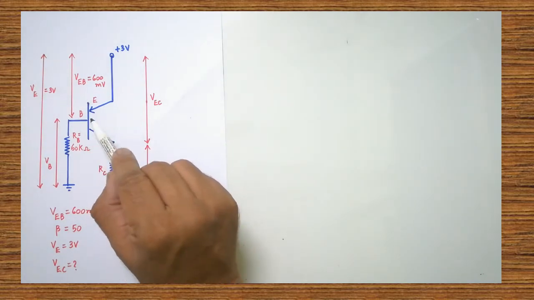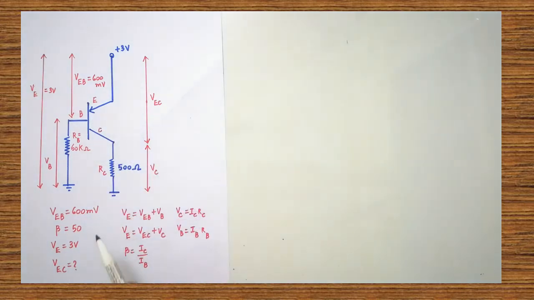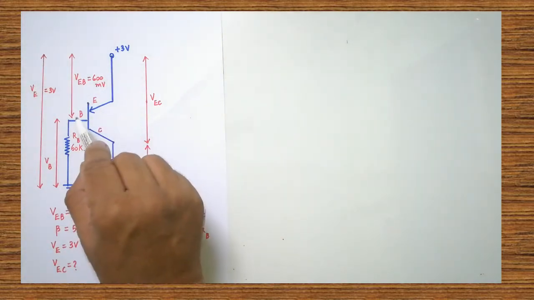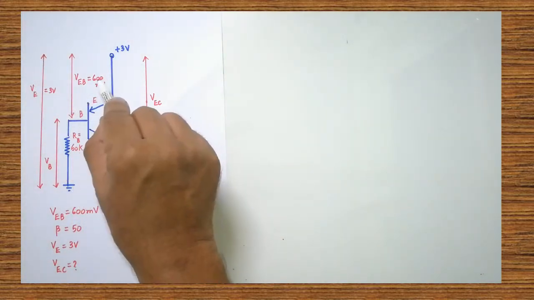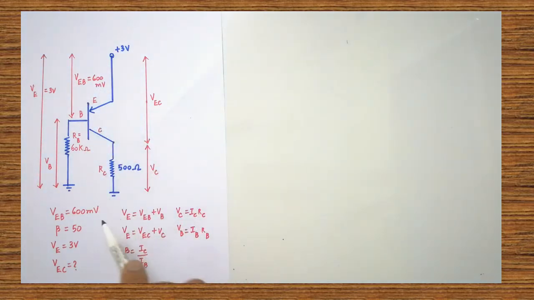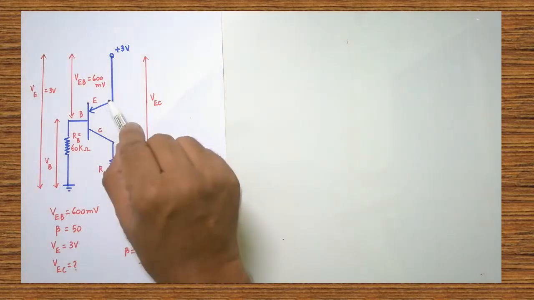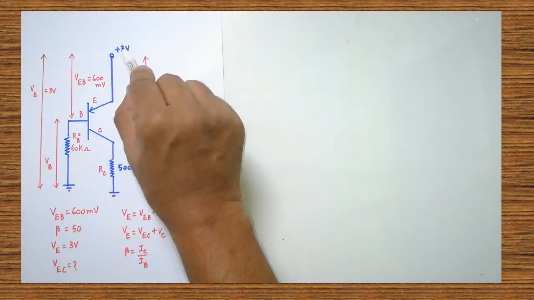This is the base. The values given in the problem are the voltage across emitter and base. This is the emitter, this is the base. Across emitter and base, 600 millivolt is given, and the current gain of the transistor, beta, is 50. Are you clear? VE, the voltage at the emitter end, plus 3 volt is given.